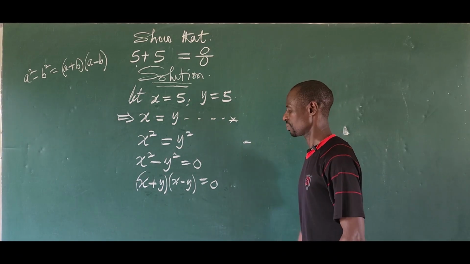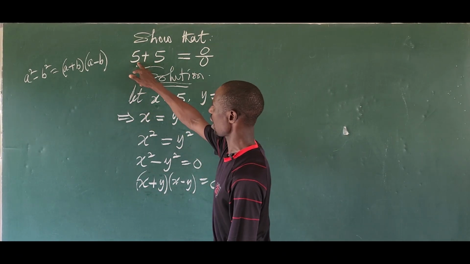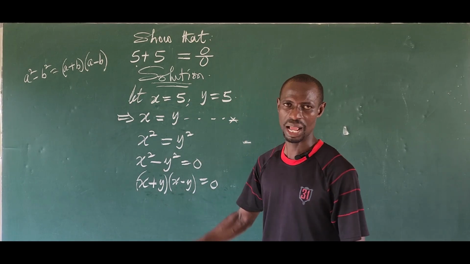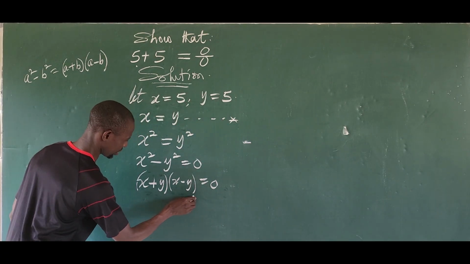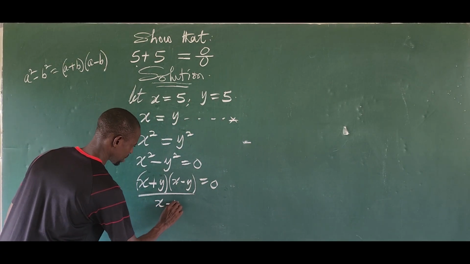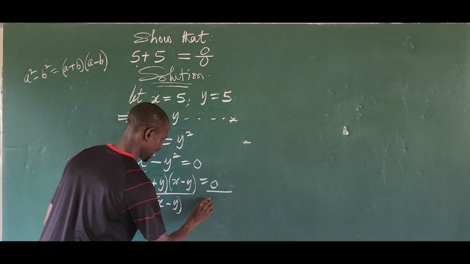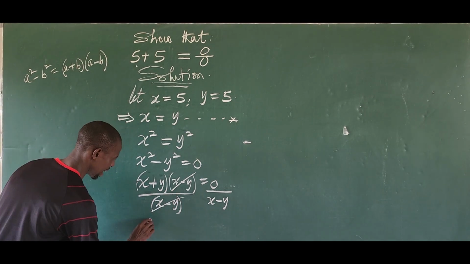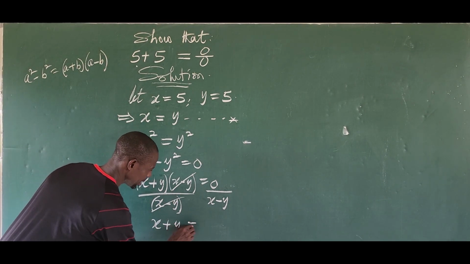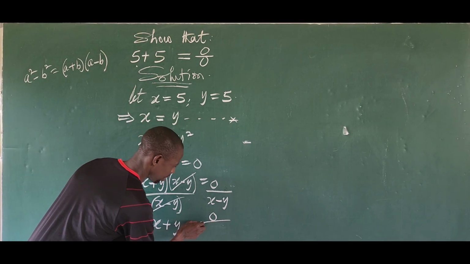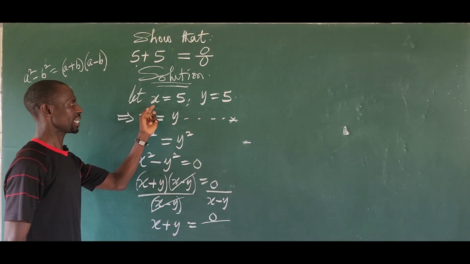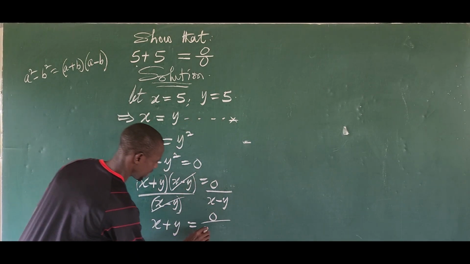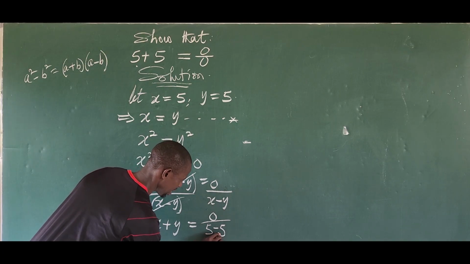But this is what we're going to do here now. We have x plus y here, which is 5 plus 5. Then we have to eliminate this. How do we eliminate this? We divide by x minus y. So we're going to divide through by x minus y, and we equally divide the other side by x minus y. So this leaves the system. Here we're going to have x plus y is equal to 0 all over x minus y. Recall, we said let x be equal to 5 and y be equal to 5. So we can put back our value here, which is 5 minus 5.